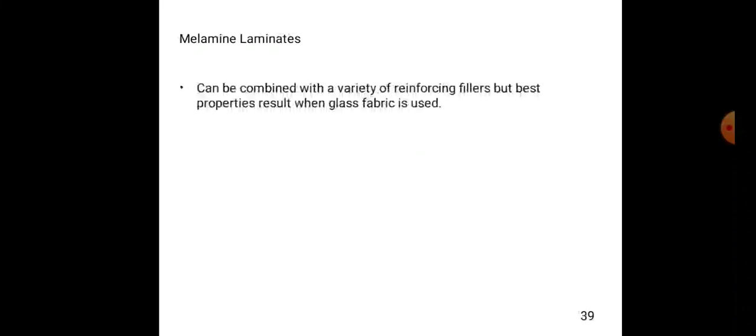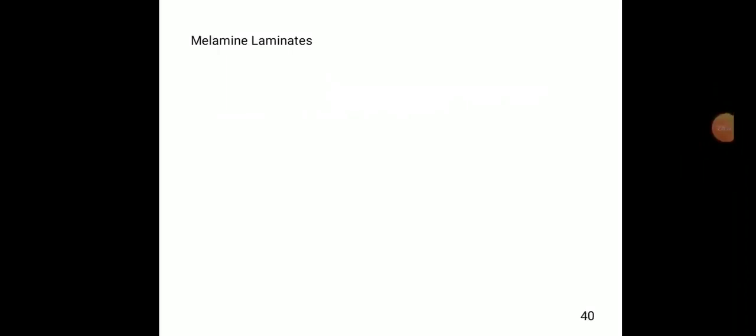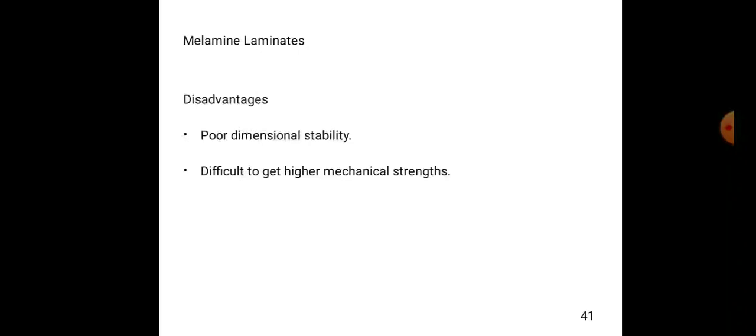Another one is the melamine laminates. The melamine laminates can be combined with a variety of reinforcing fillers, but the best properties result when glass fabric is used. The advantage of melamine laminates is that they have high arc resistance. The disadvantage of these laminates is poor dimensional stability. Dimensional stability is poor. That's why it is difficult to get higher mechanical strength.